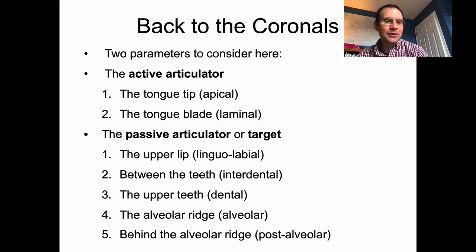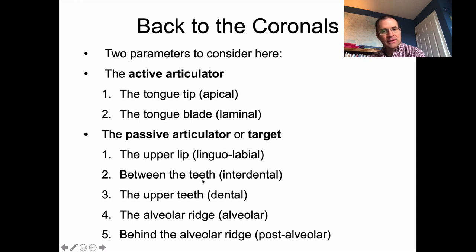Then the other part of this equation is what's going on with the passive articulator, or target of these active articulations. And there are a lot of different places you can target with this. And these define, generally speaking, what we think the place of articulation is. So there is actually the possibility that you can target the upper lip with your tongue, like that. And that would be a linguolabial sound. We'll get to those at the very end. But linguo here just means tongue, and labial just means lip.